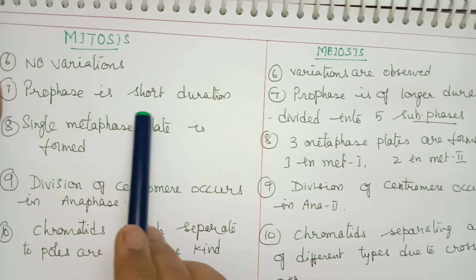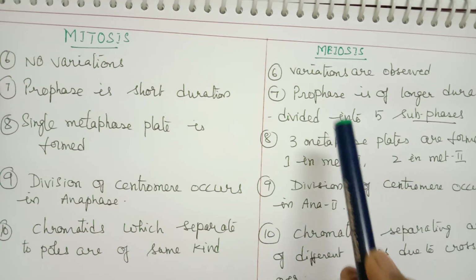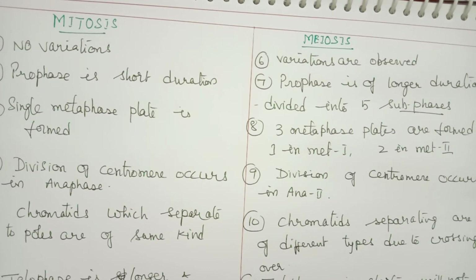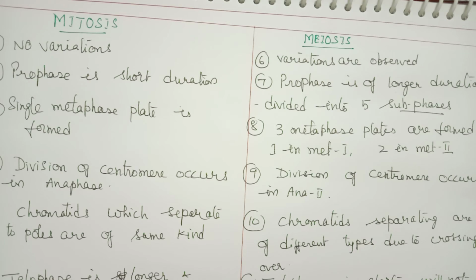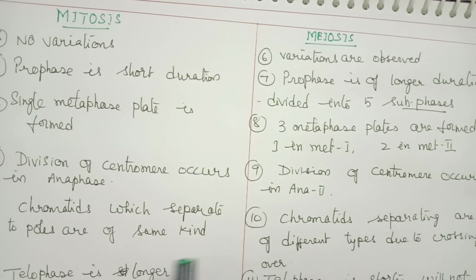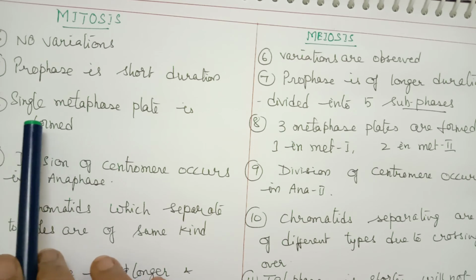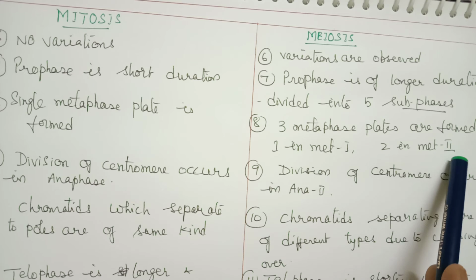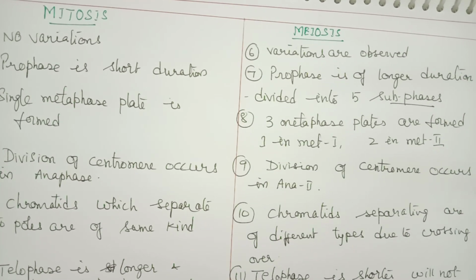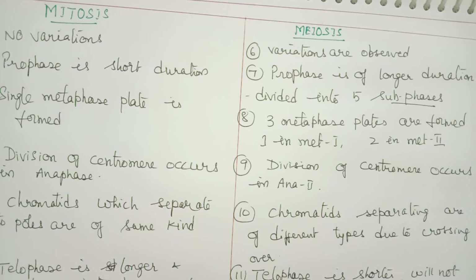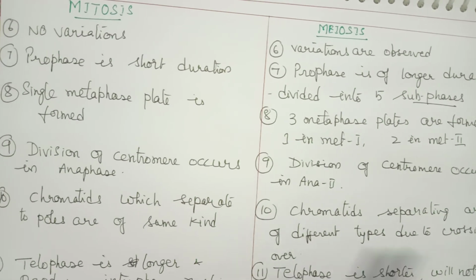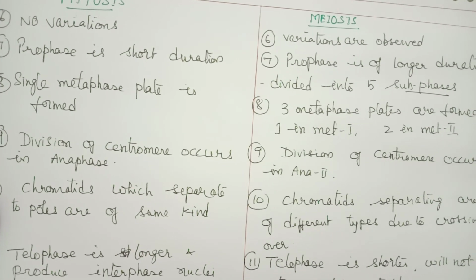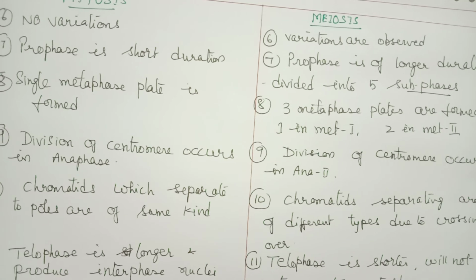Next difference we find, prophase is of short duration in mitosis. In meiosis, prophase is of longer duration because it is divided further into 5 subphases. These subphases in detail we already discussed in my previous video, so you must refer to it. A single metaphase plate is formed in mitosis. In meiosis, 3 metaphase plates are formed, 1 in metaphase 1 and 2 in metaphase 2. Next, division of centromere occurs in anaphase in mitosis. In meiosis, division of centromere occurs only in anaphase 2.